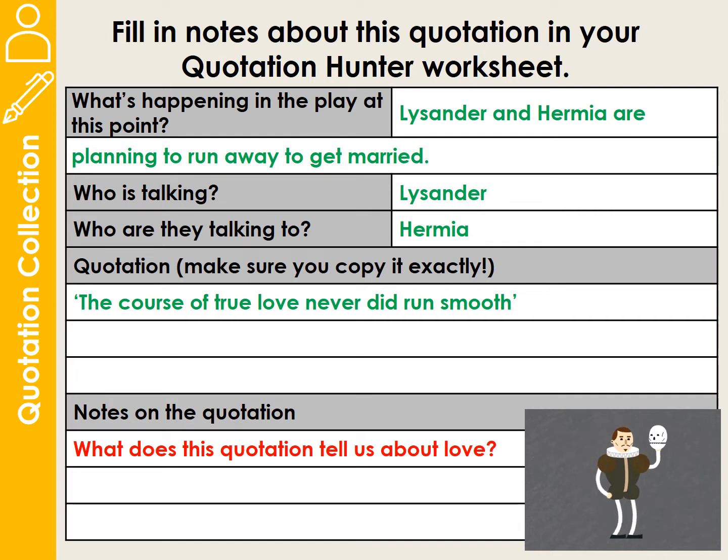So this is what your quotation hunter worksheet looks like. You should have done something similar to this last year. There's what's happening at this point in the play. So at this point, Lysander and Hermia are planning to run away. Who is talking the quotation? Lysander. Who are they talking to? Hermia. And the quotation, exactly as it should be, "The course of true love never did run smooth."